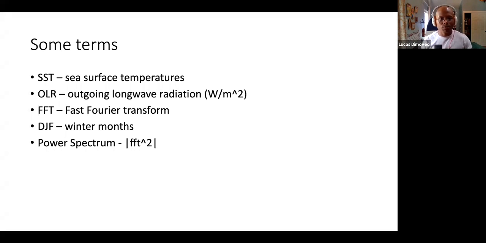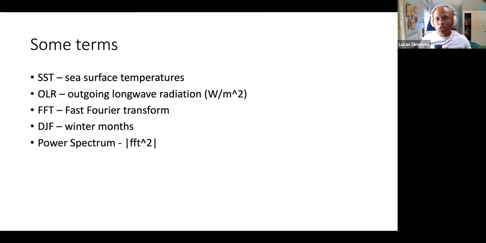Okay, next slide, please. So SST, sea surface temperatures. OLR is outgoing long-wave radiation. So there's infrared radiation coming off of the surface of the Pacific Ocean, and that's measured by a NOAA satellite. That's where we got our time series data, and that's in watts per meter squared.